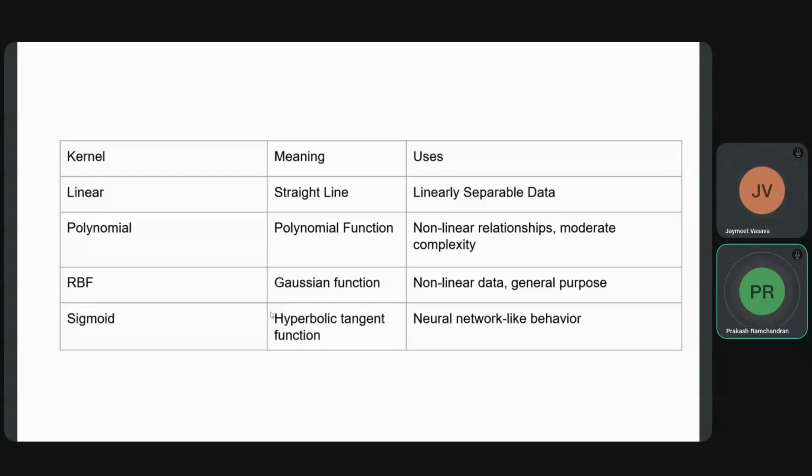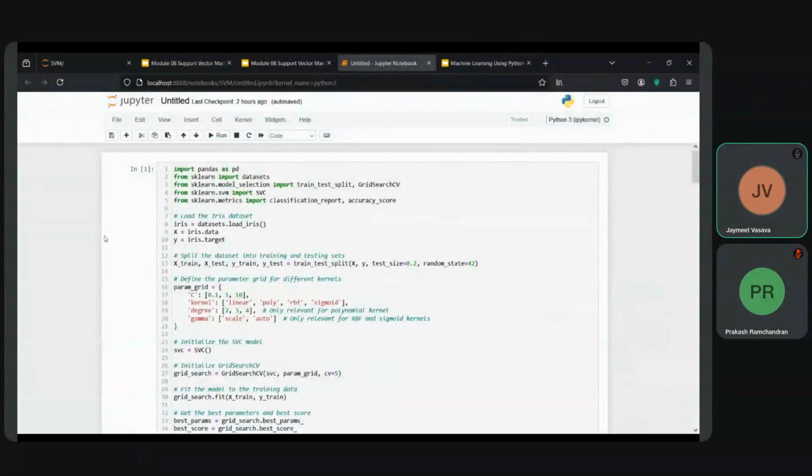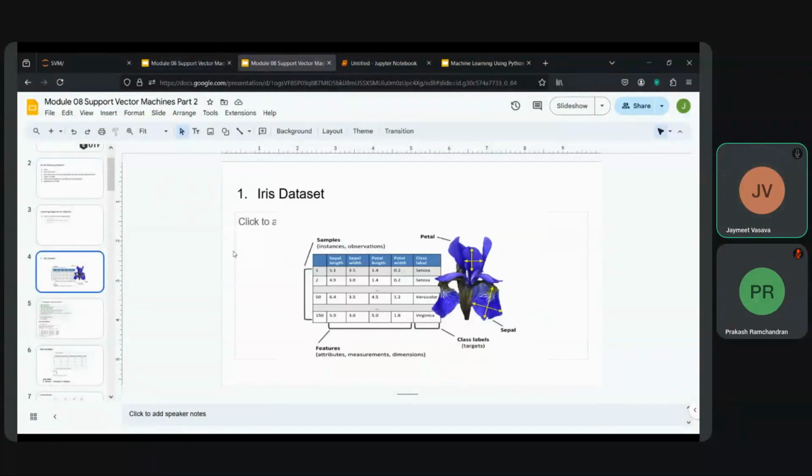Okay. So after summarizing this, let's look at a small program which uses these kernels. We are using the iris dataset. If you remember the iris dataset, it's a common dataset used for a very basic application of models.